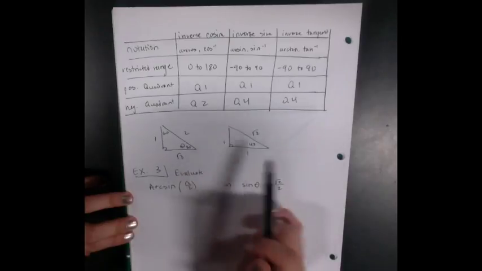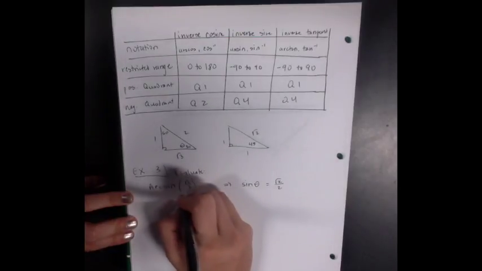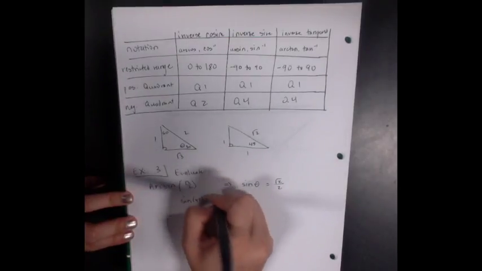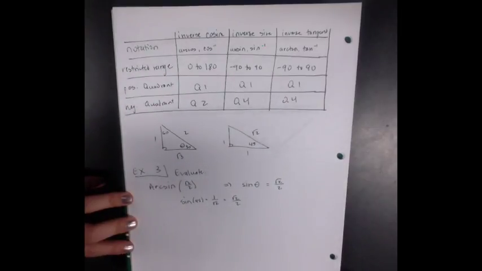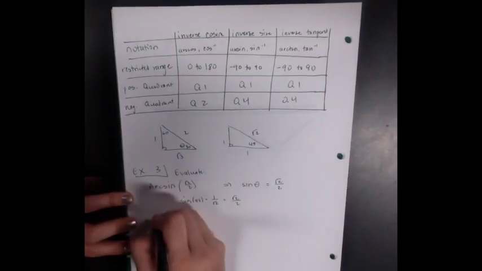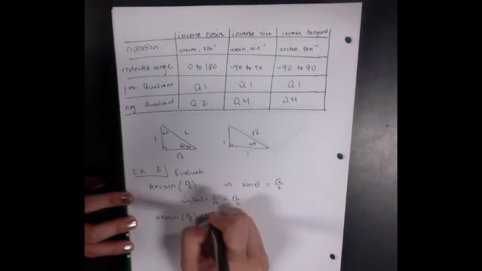Because I know that if I take the sine of 45, it's 1 over root 2, which is root 2 over 2. Okay, so the arc sine of root 2 over 2 is 45.